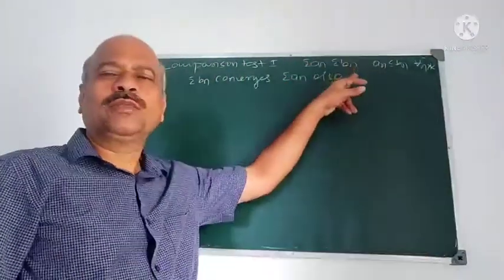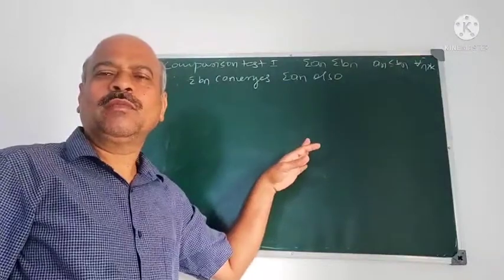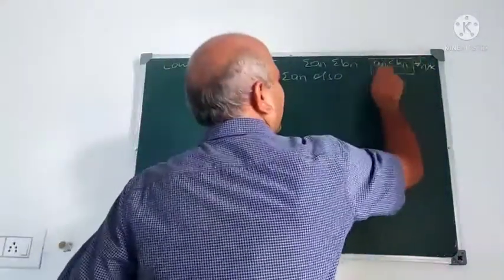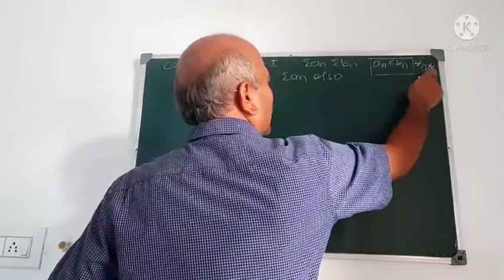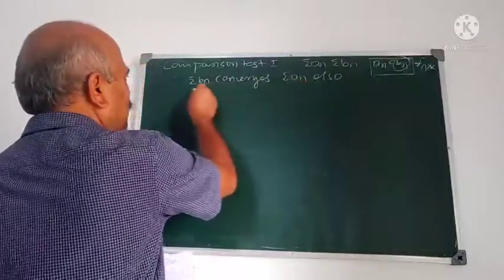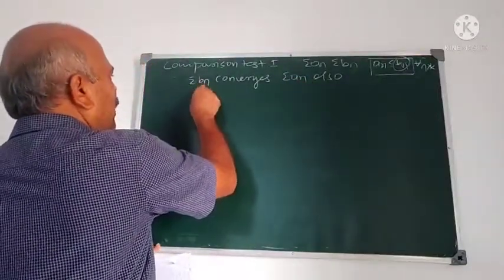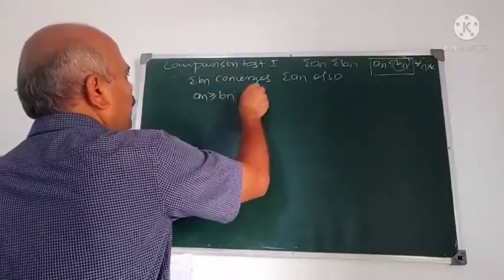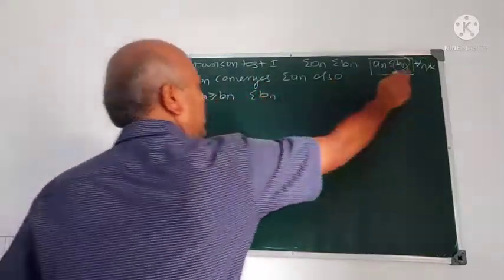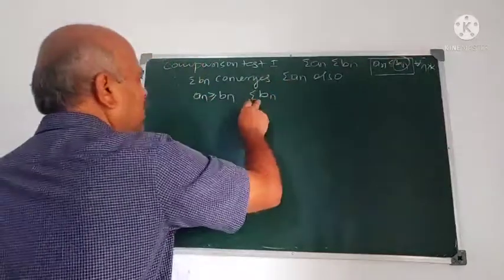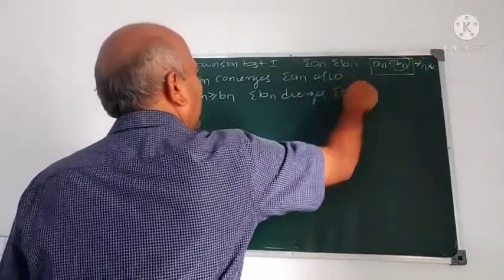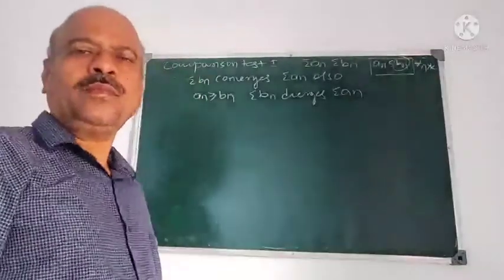Both are positive term series. Now the topic is positive term series. an less than or equal to bn. This is important: an less than or equal to bn for all n greater than k. Sigma bn converges, then sigma an also converges. Second is, if an is greater than or equal to bn for all n greater than k, and sigma bn diverges, then sigma an also diverges.